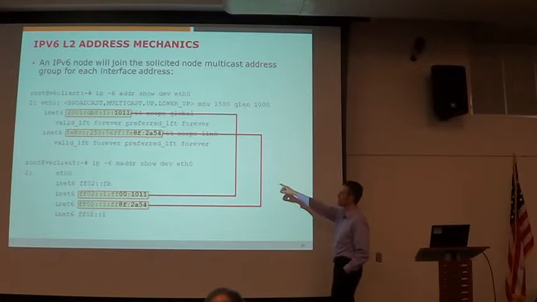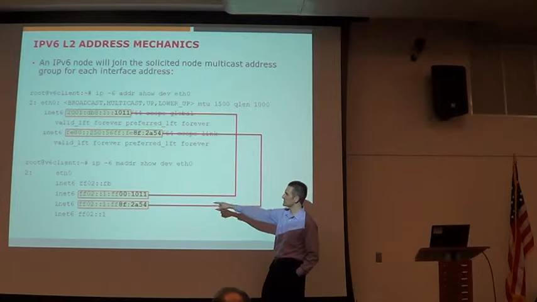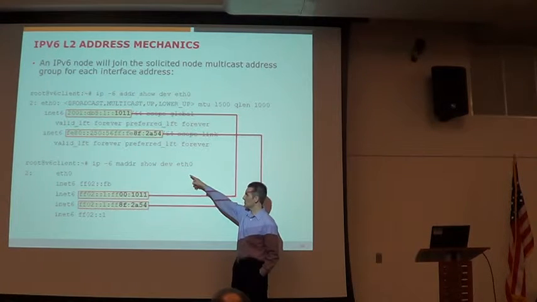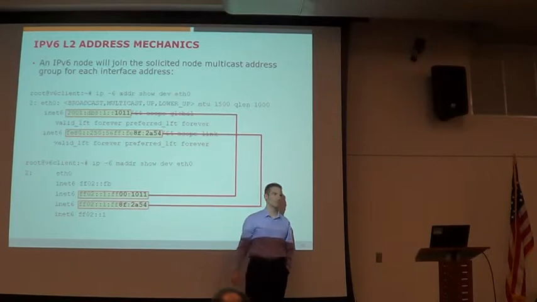And what I'm showing here is, once you configure an IPv6 address on an interface, if you look at the multicast address groups that it joins, it's going to join the solicited node multicast address. So that's what that's for.